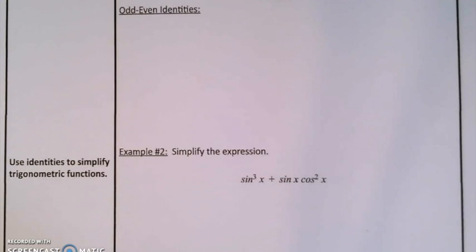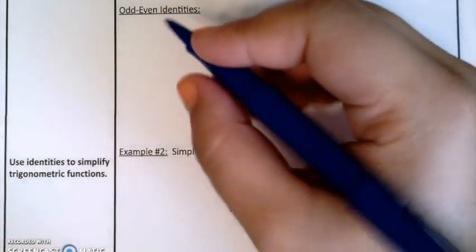Next, we'll look at odd and even identities. Recall odd functions such as x cubed, x to the 5th, have symmetry with respect to the origin, and even functions such as x squared, x to the 4th, etc., have symmetry with respect to the y-axis. So we're looking at what that does in terms of our trigonometric functions.